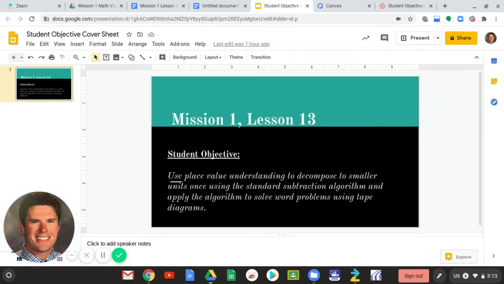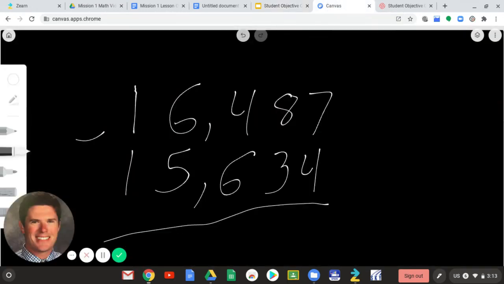What that's really saying is, hey, we need to be able to subtract, and we need to be able to borrow when we subtract. That's what we need to be able to do today. We need to be able to subtract and borrow. All right. Now, if I'm given a subtraction problem, and I want to solve this using the standard algorithm.